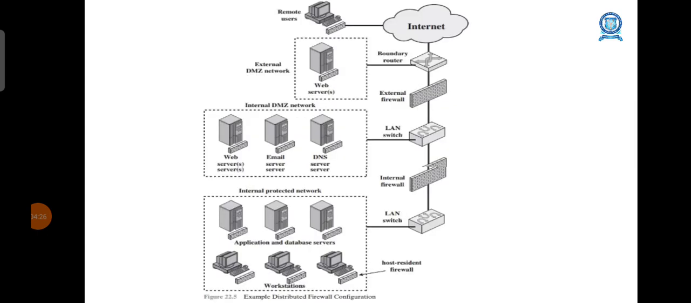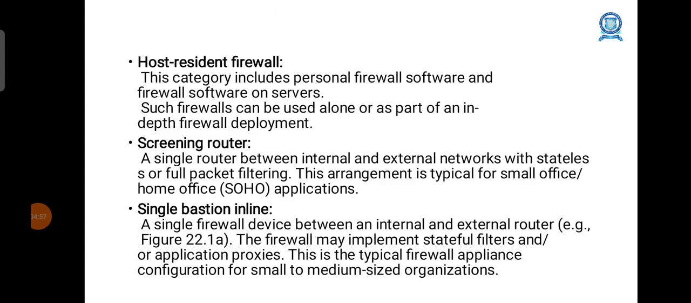Again, this is the structure of the distributed firewall. A distributed firewall is used in a large network with different modules, like the external DMZ network having several web servers, the internal DMZ network having servers like web server, email server, DNS server, and the protected network. The internal protected network protects several application and database servers from the workstations. Here again the external firewall and the internal firewalls are used.